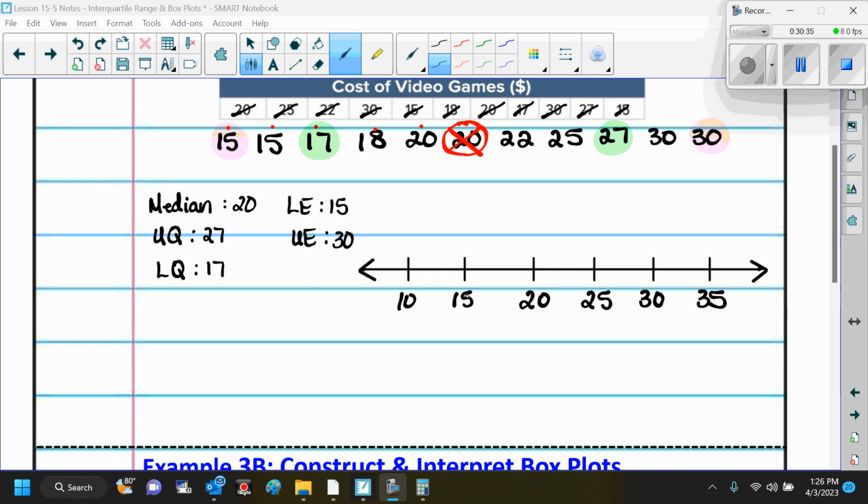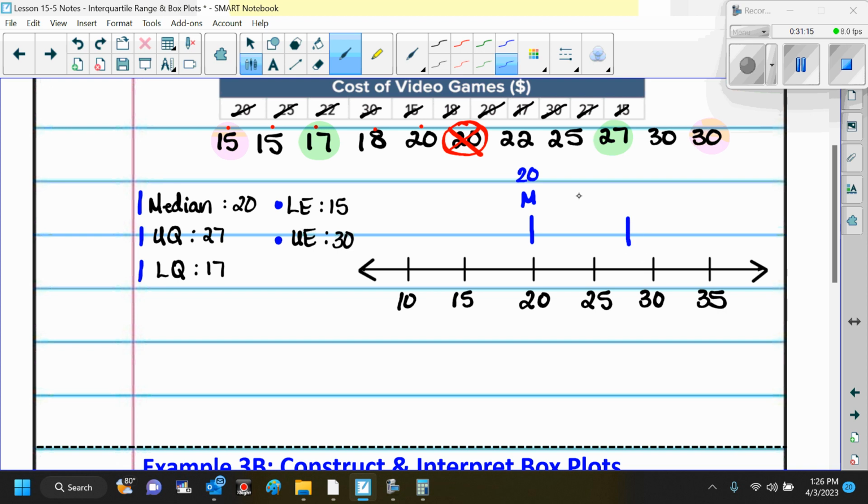Now, to put this data on the graph, you're going to put a line at the median. You're going to put a line at the upper quartile and lower quartile. And then you're going to put a dot at the lower extreme and the upper extreme. So the median is 20. So you're going to put a line right there. And I always say to also label that the median is 20. The upper quartile is 27. So here's 25, there's 30. So 27 is closer to 30. So it's about right there.